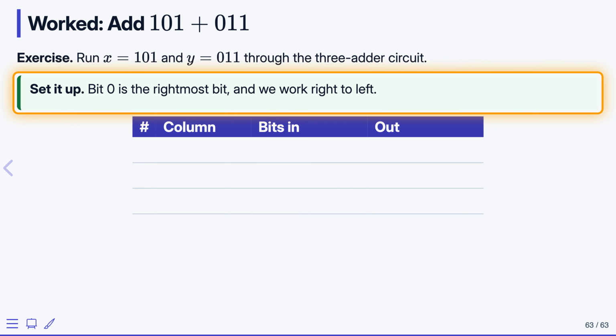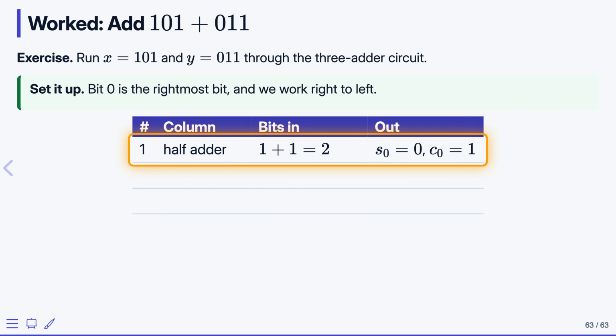And we work right to left exactly as you would by hand. Step 1. The rightmost column goes into the half adder. 1 plus 1 is 2. In binary that is 1, 0, so the sum bit s0 is 0 and the carry c0 is 1.